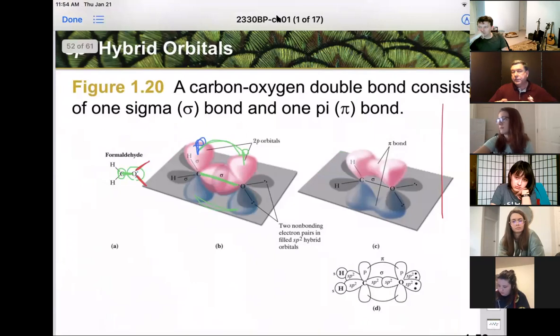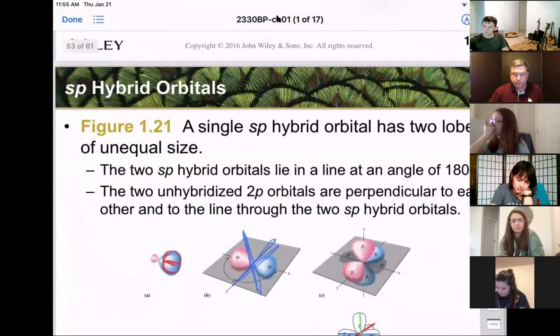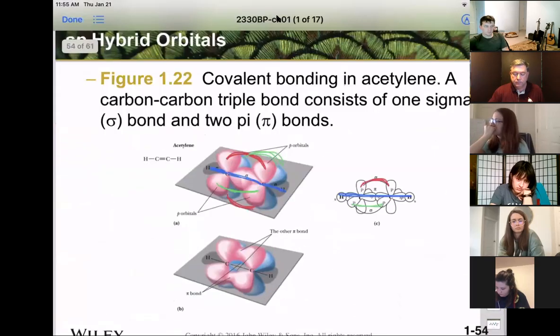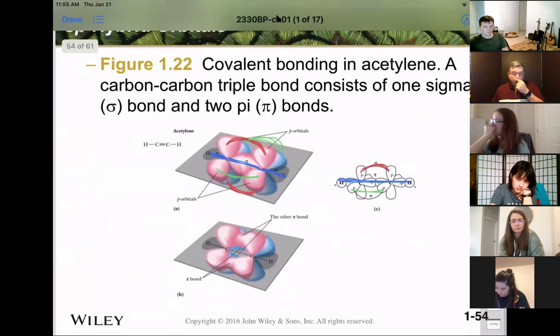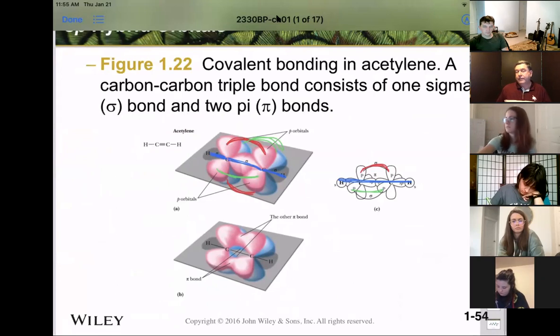All right, questions on that? So think of hybridized orbitals as sigmas, unhybridized p's as pi bonds. So if its electron geometry is trigonal planar, it's sp2. Yes. And if its electron geometry is tetrahedral, it's sp3. Correct, by default.